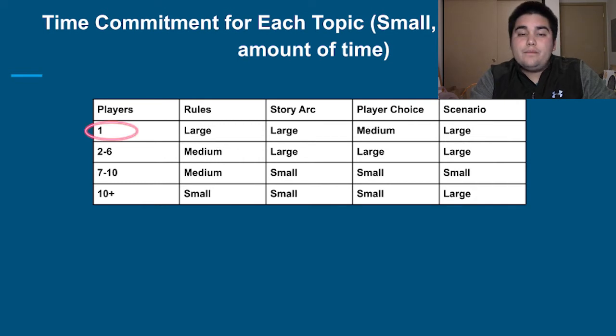If you have one player, so just yourself, I recommend spending a lot of your time in the rules, in the story arc, and in your scenario. Do not spend a lot of time in your player choice. The reason for that is you as the player, if you're playing by yourself, you already know what twists and turns are going to happen. You already know who's going to betray who because you're the creator.